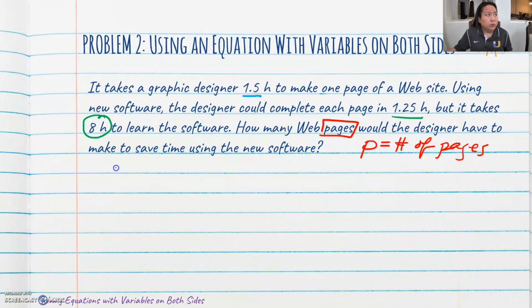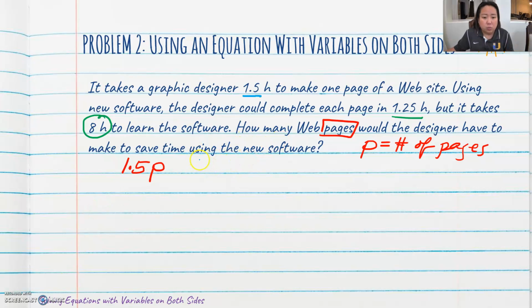Okay, so what we are looking at here is if it takes 1.5 hours to make one web page, we do not know how many web pages. However, no matter how many pages he makes, it always takes him 1.5 hours to create one. So if that is the software that he is using, there of course will be a specific time on how much he can finish. Now, how do we know if he can save time using the new software?